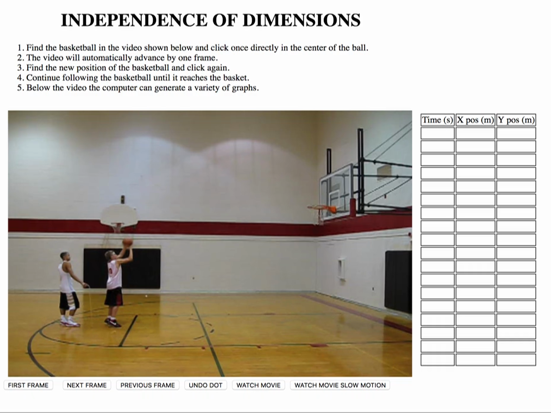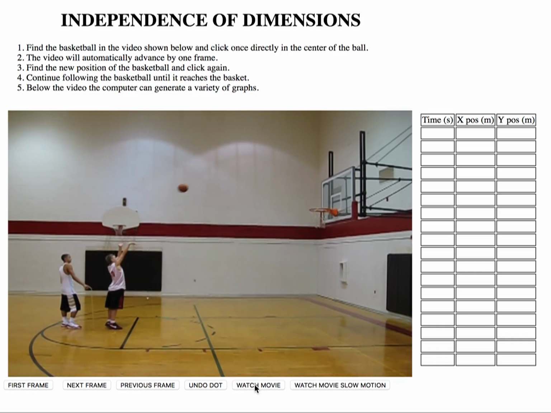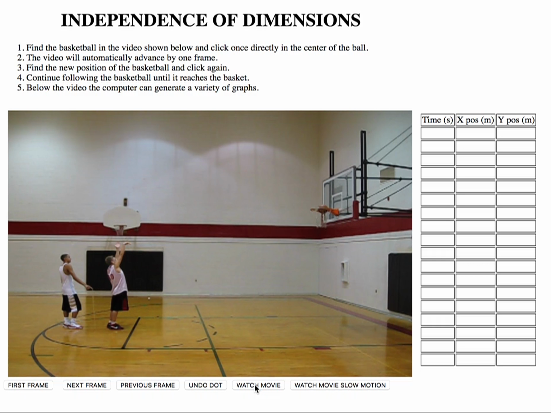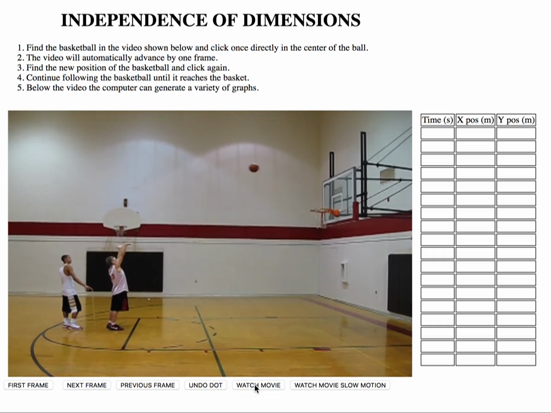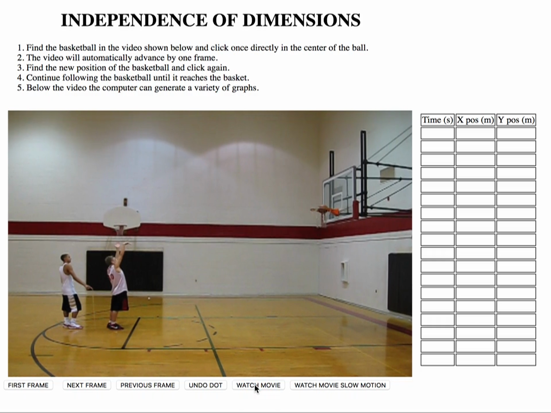Step 1 is to videotape a projectile object that is moving in both the X and Y dimensions. This has already been done for you. If I click on Watch Movie, we can see this basketball in slow motion moving towards the hoop. Notice that the player makes his shot. I actually had to film this several times because he kept missing, but eventually he did it.